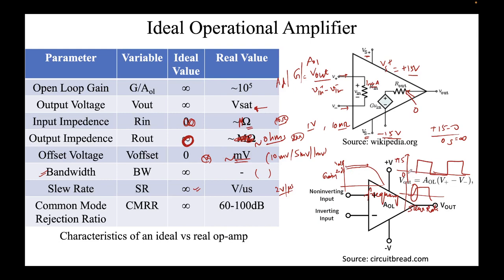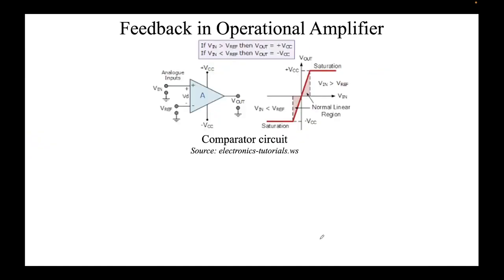So V out, this is the formula that you need to take away from this. V out is equal to A open loop times (V plus minus V minus). All the questions we'll solve using just this. That's it. No other formula. This is the only formula that you have to remember. OL stands for open loop. We'll see what open loop even means in a minute.